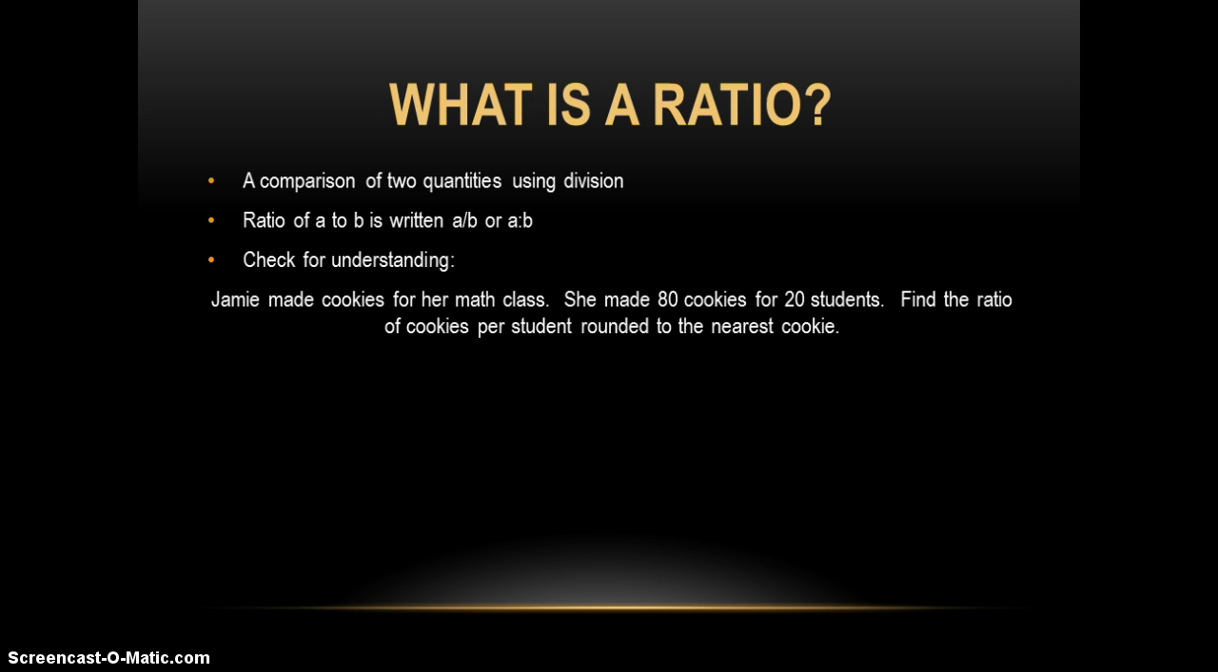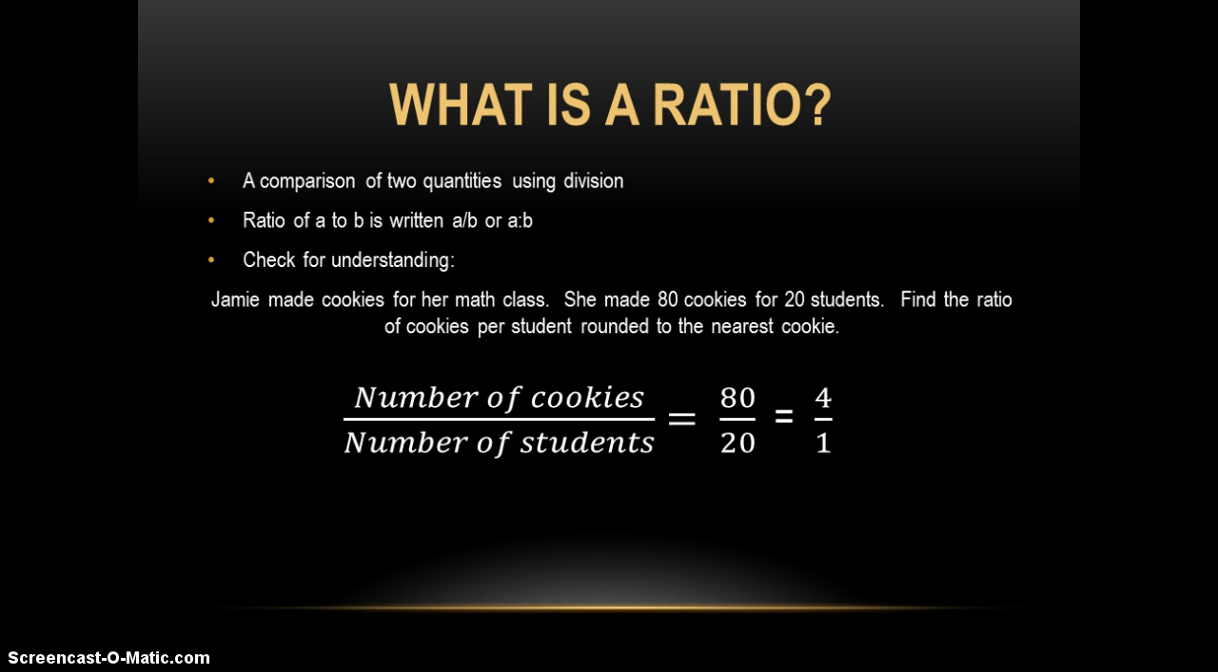So the first thing we're going to do is have the number of cookies divided by the number of students, which is 80 cookies over 20 students, and then we're going to reduce that to be 4 over 1. And then when the denominator is 1, it is called a unit ratio. So this means that for every one student, they have 4 cookies.